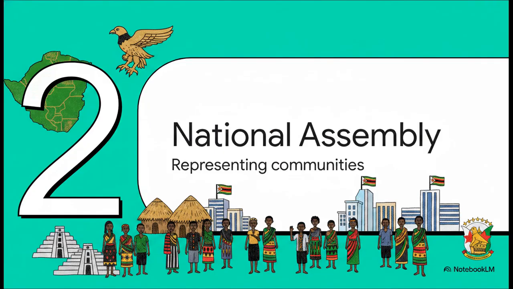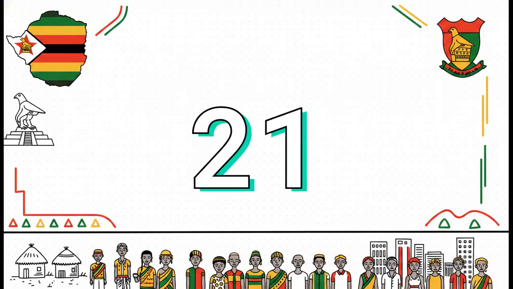Moving on to Section 2, the National Assembly. This is all about representing every single community. Let's step into the first big room of Parliament, which is called the National Assembly. This room represents the many, many different voices from our local towns and villages. So, who gets to sit in this room?